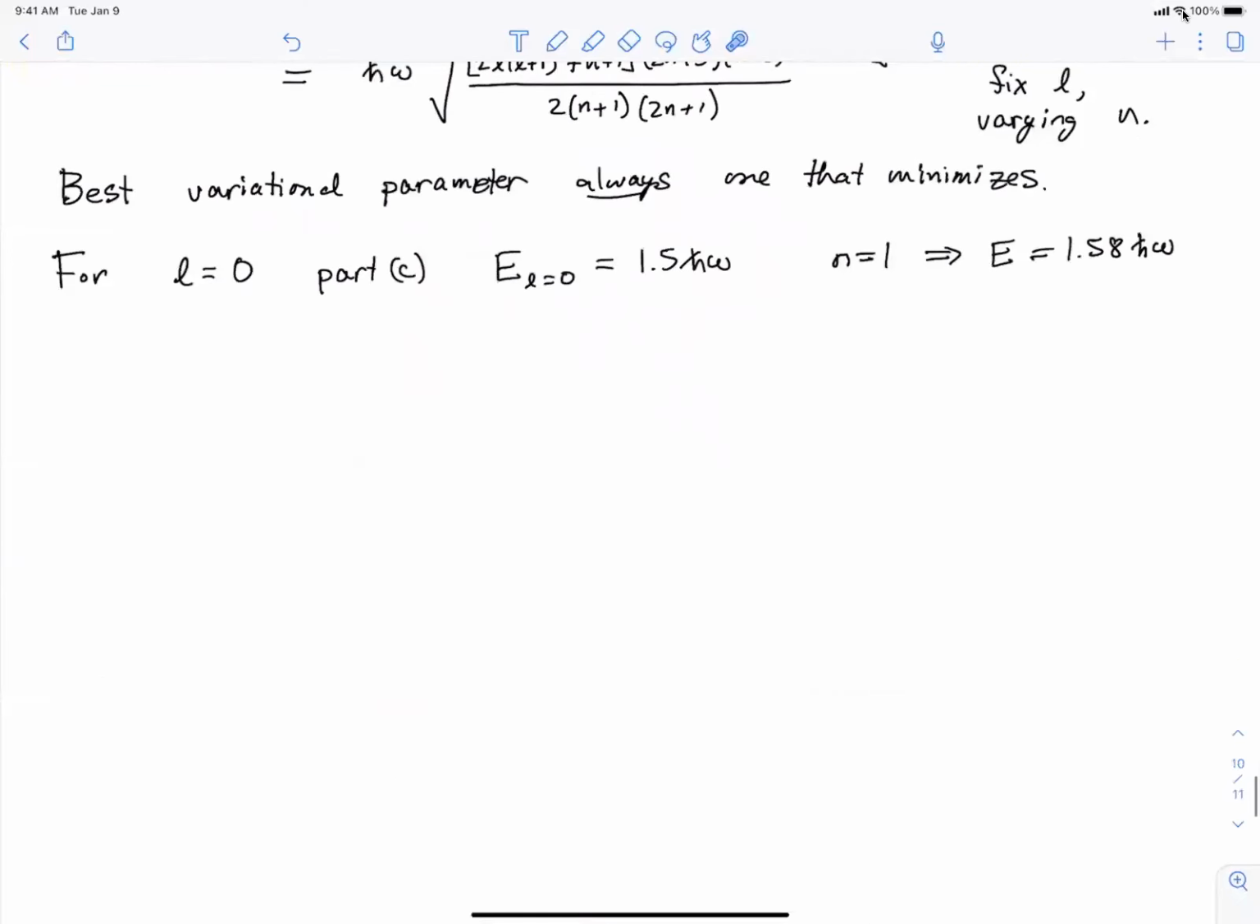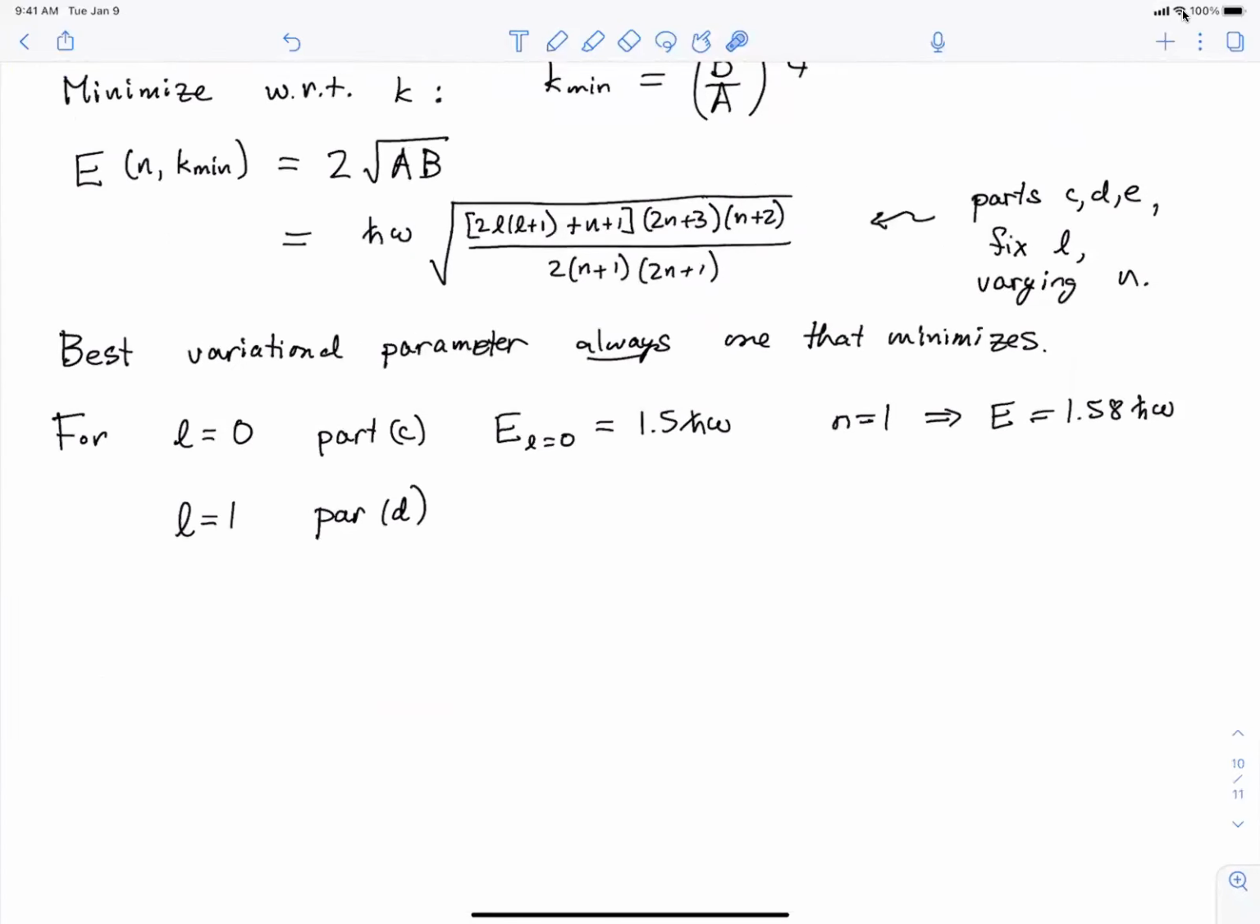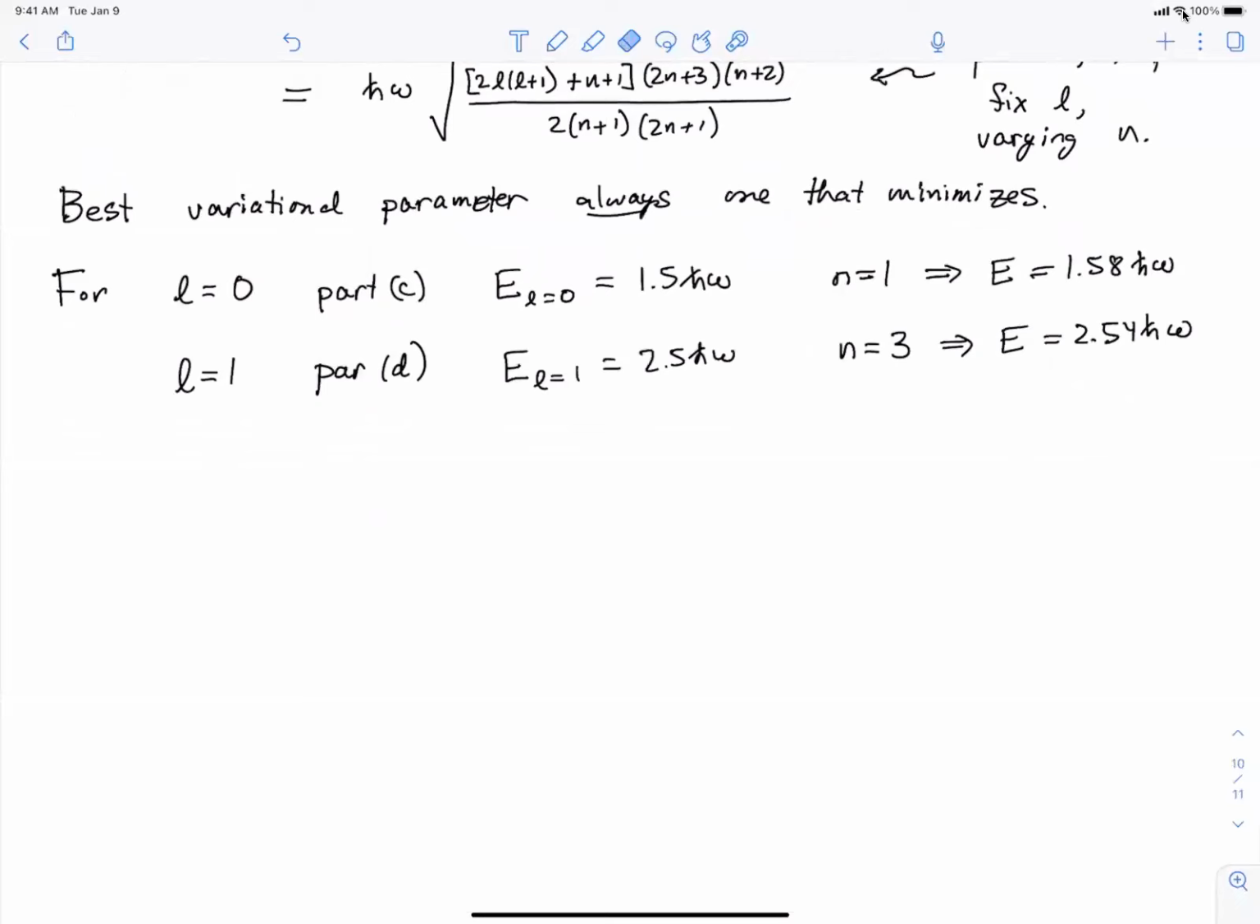Okay, so getting back to here, for L equals 1, that was part D. And so what you're supposed to do is just plug in L equals 1 here, then take the rest of it, just write down all the different answers for different n, figure out which one's the lowest. And so here, the exact answer is 2.5 h bar omega. And it turns out the n that minimizes the variational principle was n equals 3, which gives E equals 2.54 h bar omega. So again, much better, much closer than we had any reason to expect.